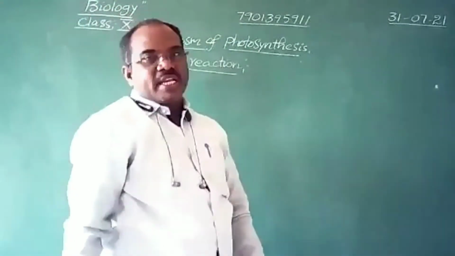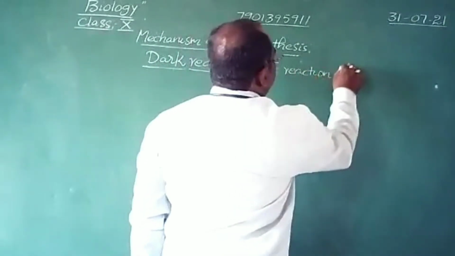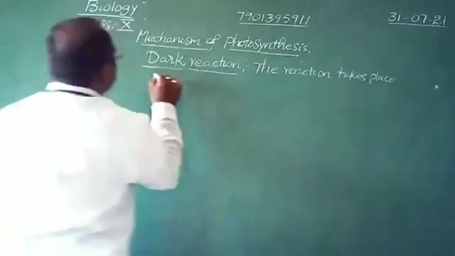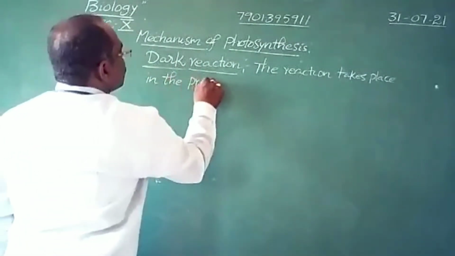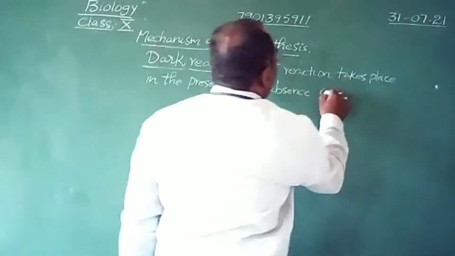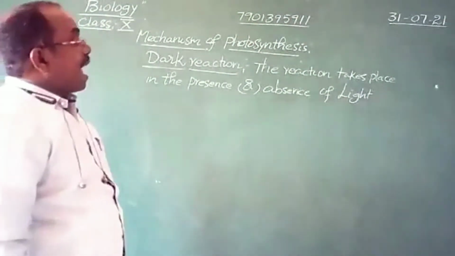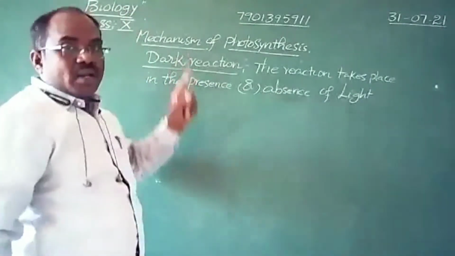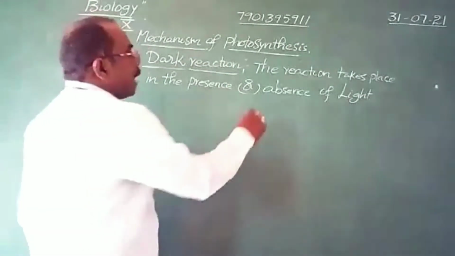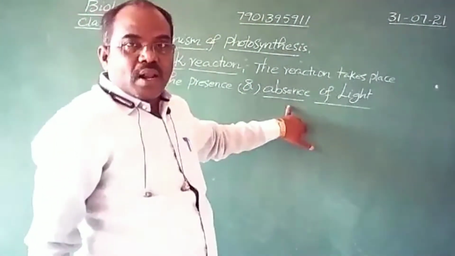What is meant by dark reaction? The reaction that takes place in the presence or absence of light is called dark reaction. Mostly the dark reaction process occurs in the absence of light.